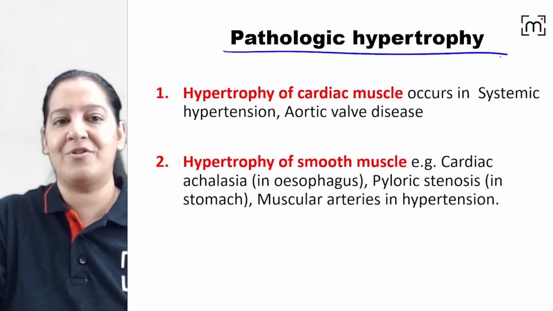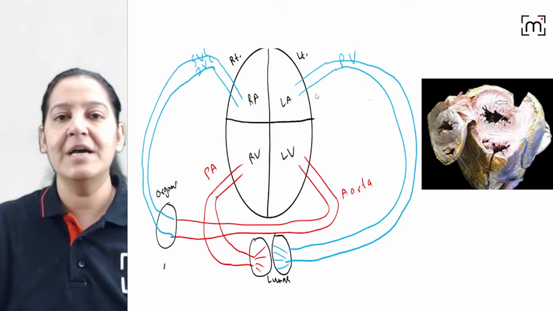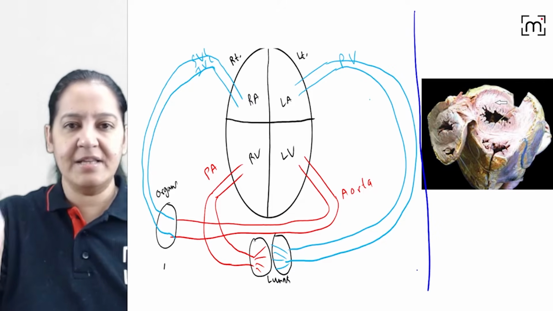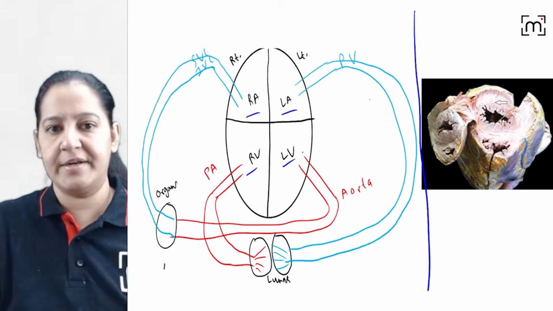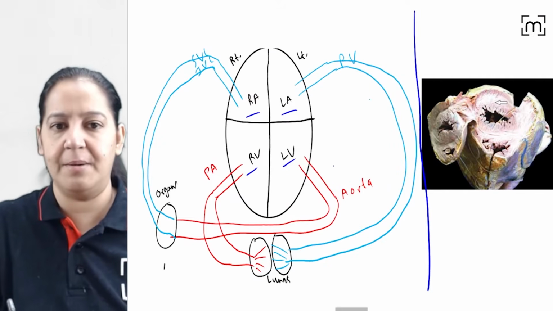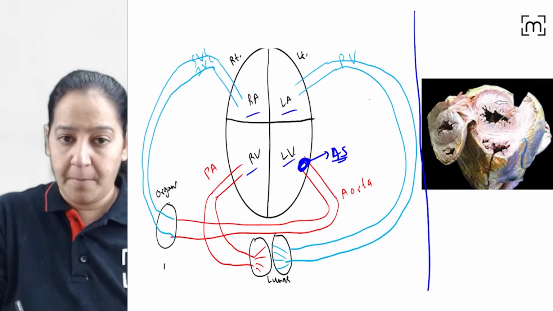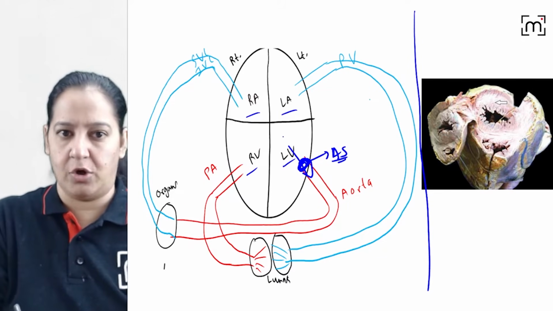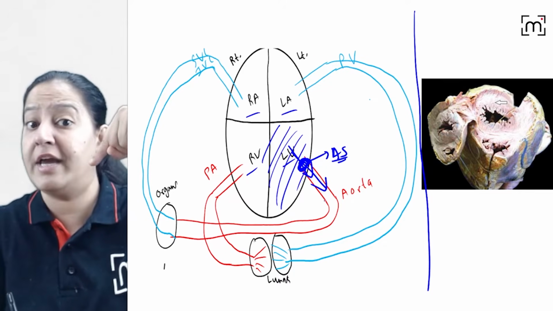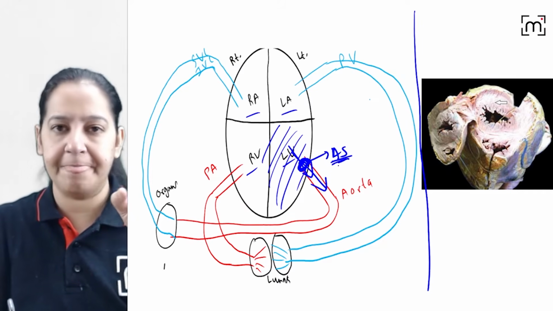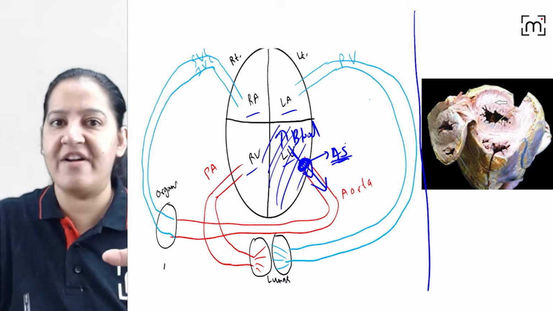Coming to pathological hypertrophy, here also we have two examples. The first is the heart muscles, that is cardiac muscles. Here you can see the four chambers of the heart, the two auricles, the two ventricles, right and left side. Now imagine a situation where the person has aortic valve disease, aortic stenosis. So blood cannot go out completely during the systole. When the left ventricle is contracting during the systole, the blood cannot go into the aorta because of aortic stenosis, the valve is defective. So there is more blood remaining in the left ventricle.